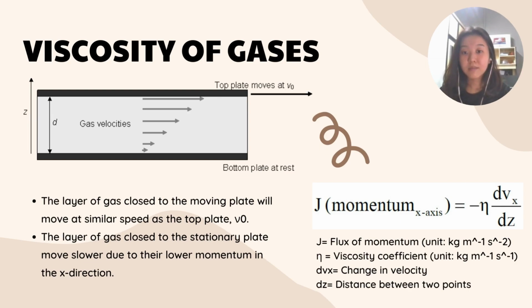speed, the bottom plate is stationary while the top plate is moving at speed v0, and the separation of plates is constant. The layer of gas close to the moving plate will move at a similar speed as v0, while the layer of gas close to the stationary plate moves slower due to its lower momentum in the x direction. The change in velocity is perpendicular to the flow direction. Therefore, the formula of the flux of momentum is J_momentum equals negative eta dvx over dz.